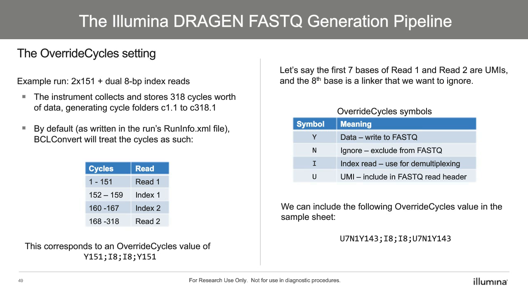Next, we have I8, I8, so that's going to be our dual index, so the sequence that's going to be used for demultiplexing. And then again, for read 2, we're going to have that U7, again, to represent the 7 bases that are going to be UMI, N1 to ignore that 8th base or that linker sequence, and Y143, which is going to be our read 2 data. So this override cycle setting is very similar to the use bases mask setting, which was available in BCL to FASTQ.